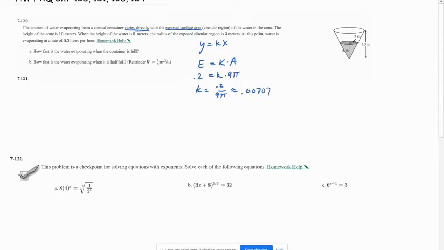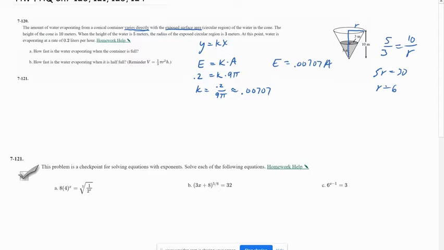So that is our constant, and so now we know that E is equal to 0.00707 times whatever the current area is. How fast is the water evaporating when the container is full? So when the container is full, we're going to get a similar triangle up here with the height being 10, and we don't know the radius at that point when it's full, so we'll say small height 5 over small radius 3 equals big height 10 over big radius r. So we have height over radius equals height over radius. So that gives us 5r equals 30. So r equals 6.